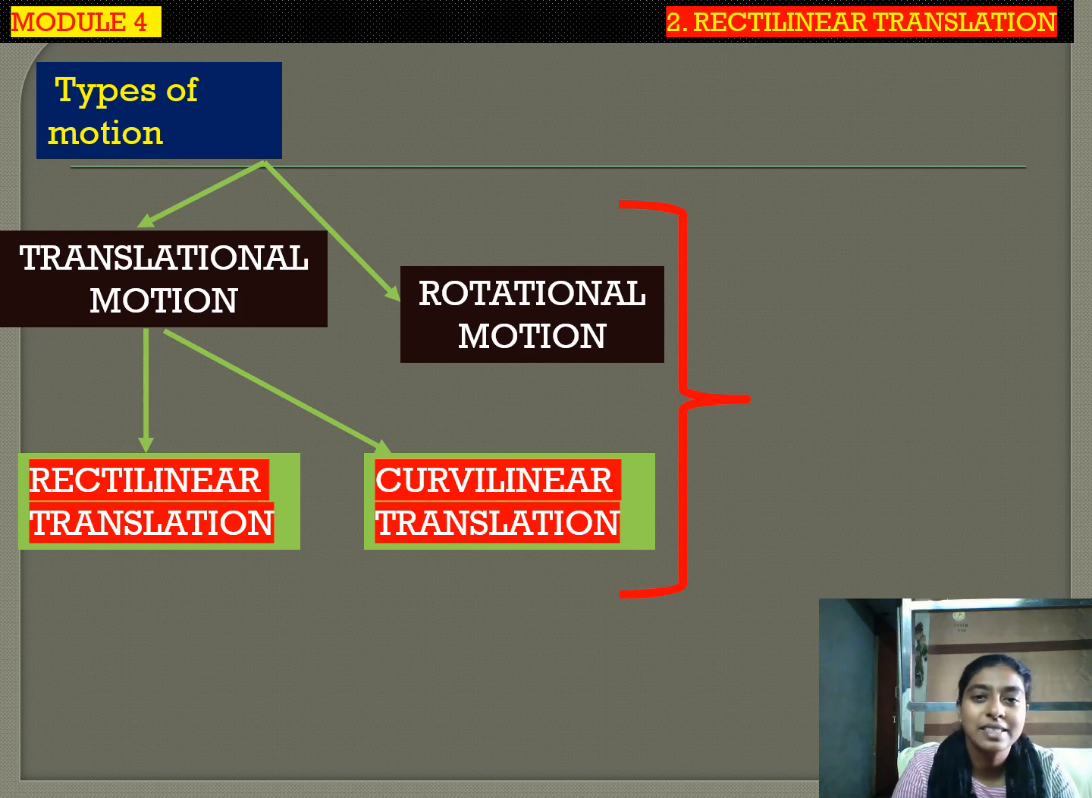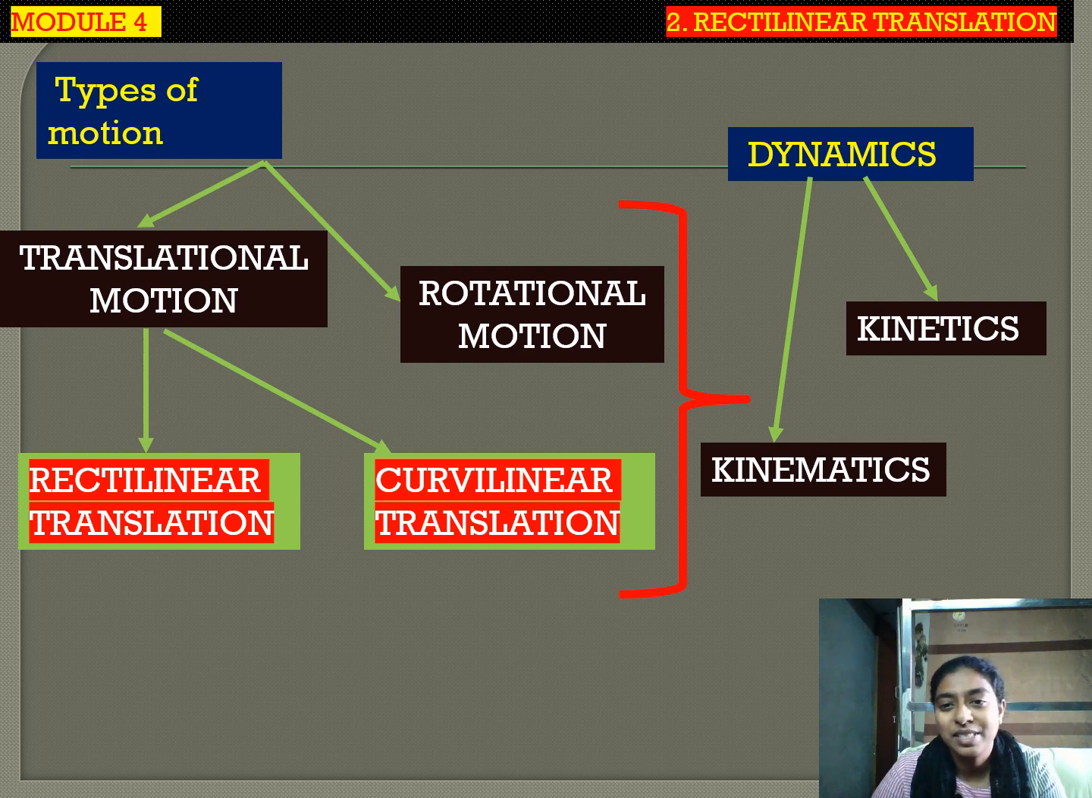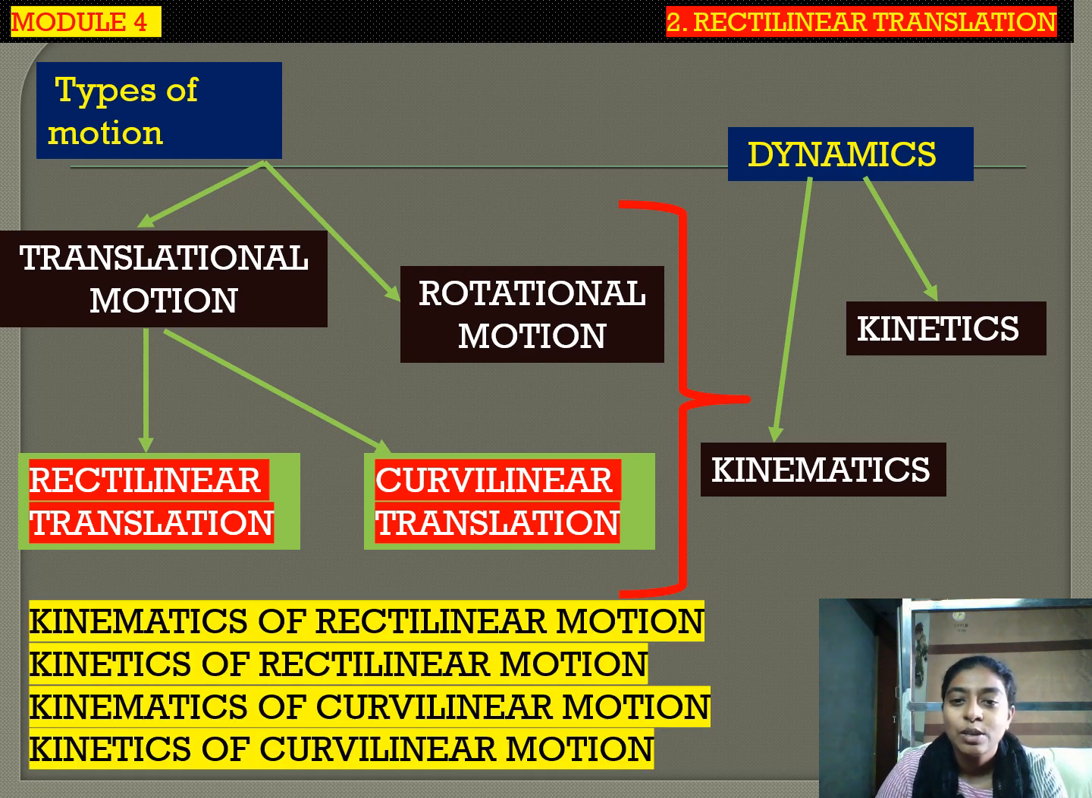And the second part is dynamics. Dynamics is kinetics and kinematics. So we have studied two different things, dynamics and motion. Now relating these two is our fourth module. Our fourth module, we will divide into parts. In the fourth module, we have to study the kinematics and kinetics of rectilinear translation.